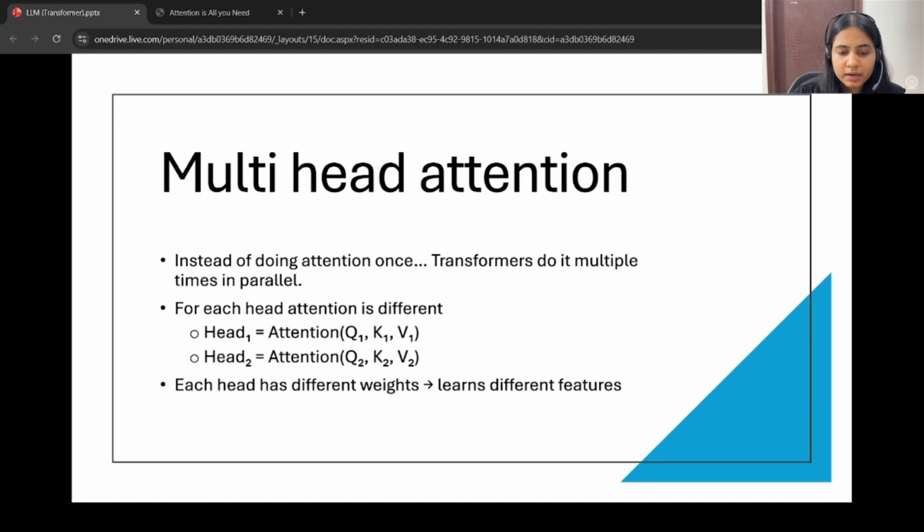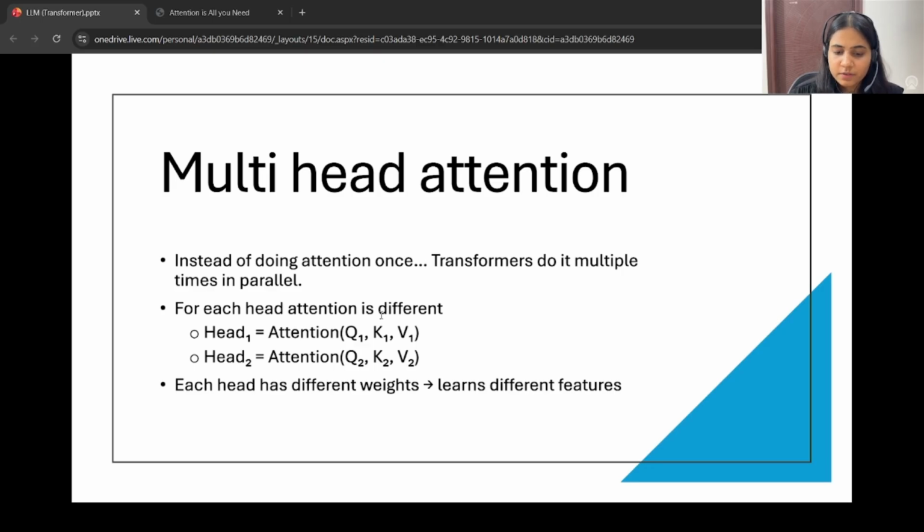Now the next thing is multi-head attention. Instead of doing attention once, the transformer does it multiple times in parallel. This helps the model learn different relationships, meaning we'll have grammar as well, meaning as well, and other context as well. In parallel it will go and understand all these things within the particular sentence. Each attention will capture a different relationship or pattern in the data.